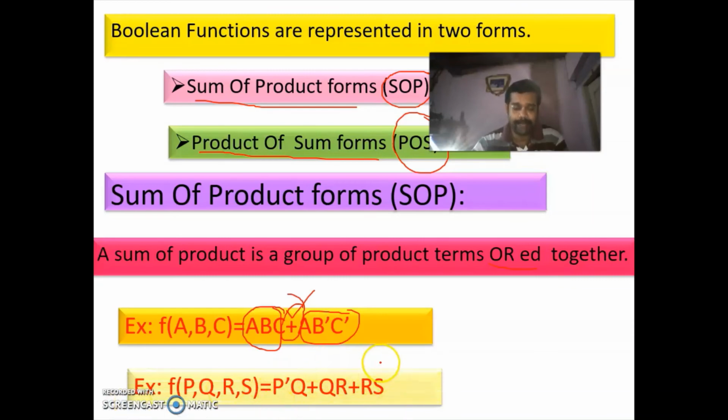This is also an example for SOP. This is a product term, this is a product term, and this is a product term. And these product terms are ORed together. If you are having a symbol plus, it is ORed. And if you are having a symbol dot, then it is AND.